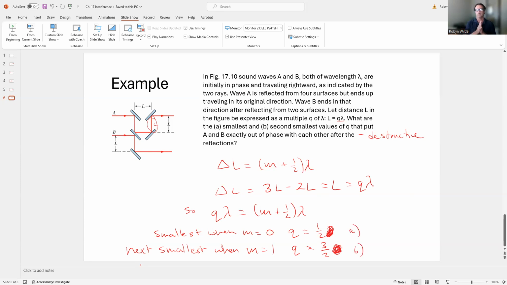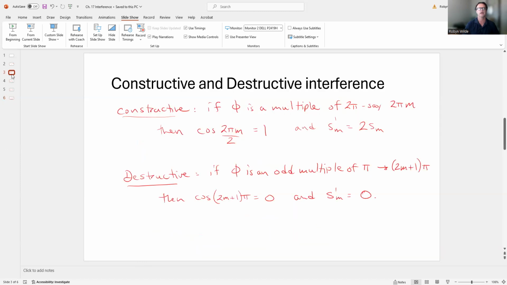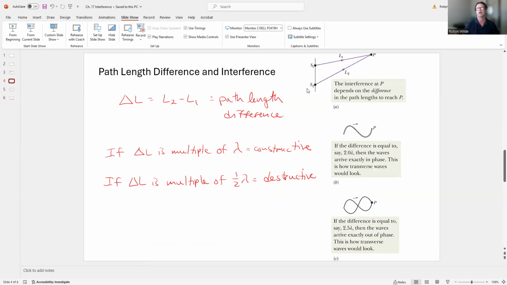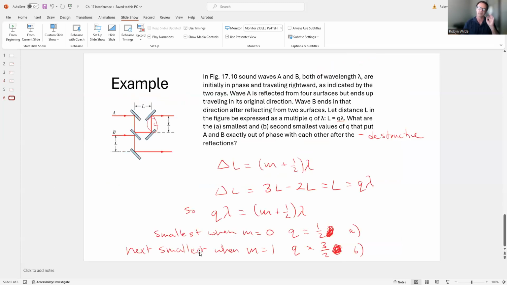So you'll see in the homework a problem that is more like the picture I showed in the previous slide here, where I've got 2 point sources, and you have to calculate L1 minus L2. But it's very similar. The idea is that delta L, the path length difference, has to equal a multiple of the wavelength to give you constructive interference, or a half multiple of the wavelength to give you destructive. And again, we will see this once more when we talk about interference of light.